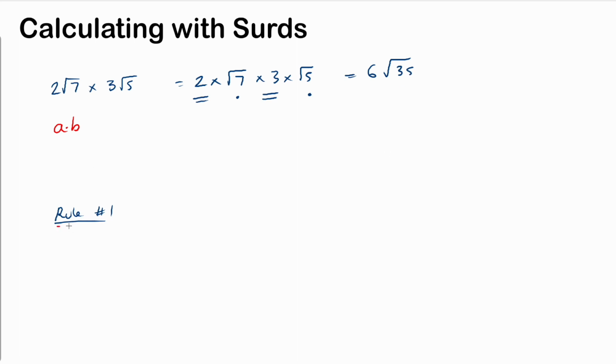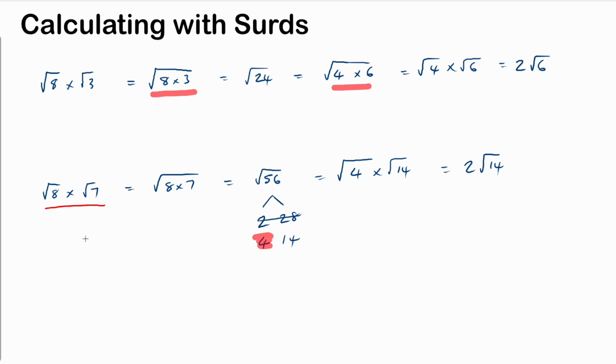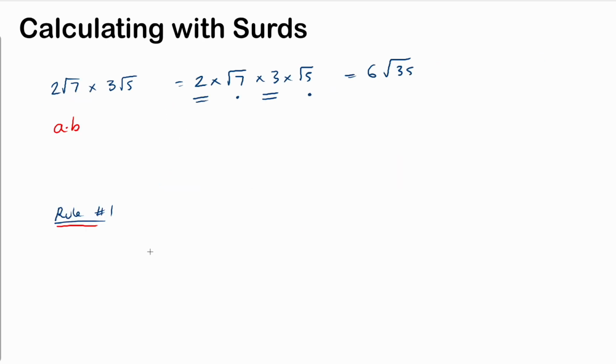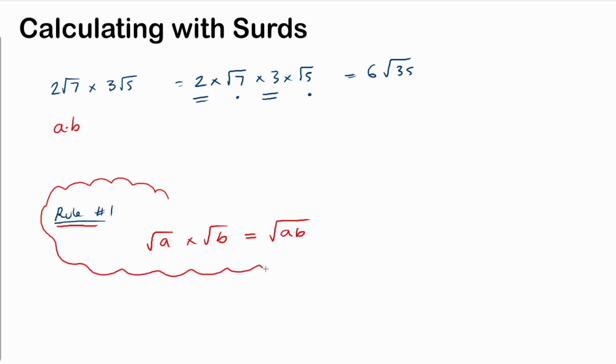So the final thing I wanted to do now is look at your first rule. So what you'll hopefully have noticed, if I go back a page, is that root 8 times root 7 is the same as saying 8 times 7 under the same root. Or root 8 times root 3 is the same as saying 8 times 3 under the same root. So our rule is very simple. Root A multiplied by root B is exactly the same. It's equal to saying root AB. So if you're going to make some notes, that's probably the one note you want to make.